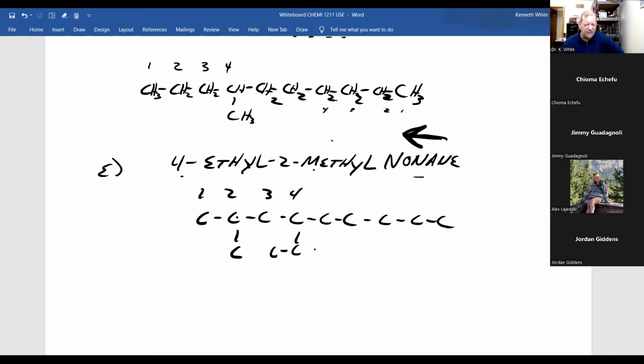And now there are 4 bonds to carbon. Let's look at this carbon on 2. How many hydrogens should that have? Well, I see 1, 2, 3 bonds. There's always 4 bonds to carbon. 4 minus 3 is 1. So that's 1 hydrogen. And now I'll fill in the rest at warp drive.